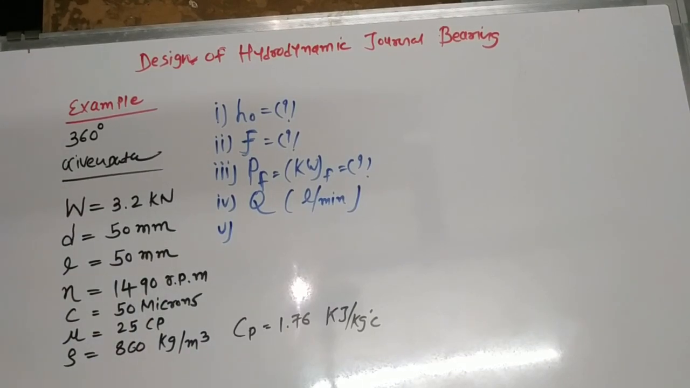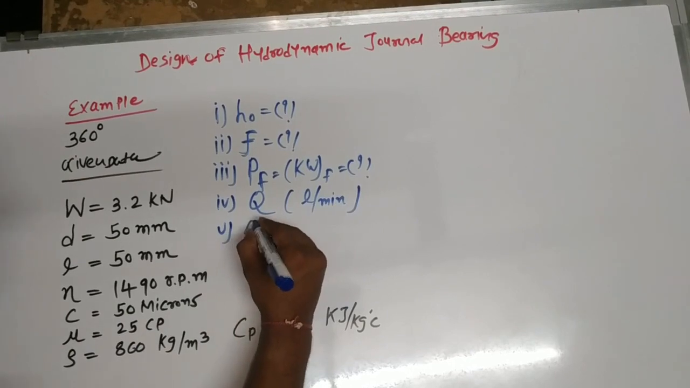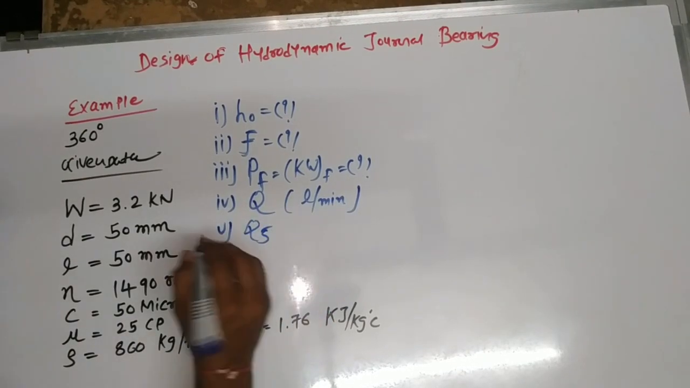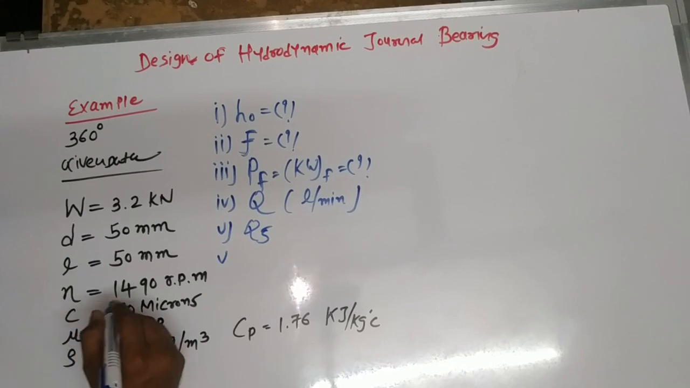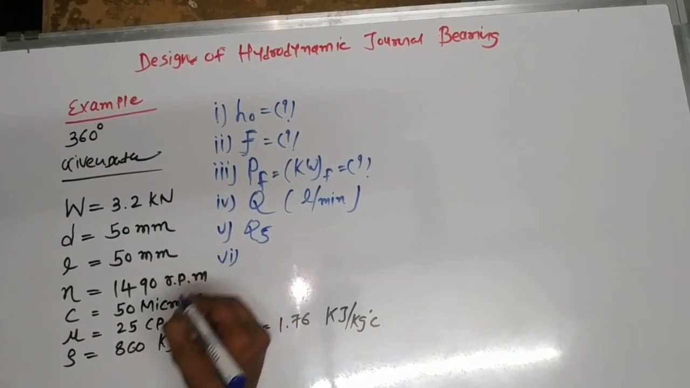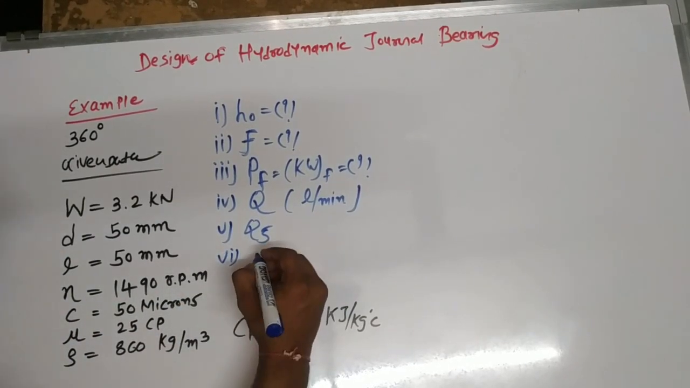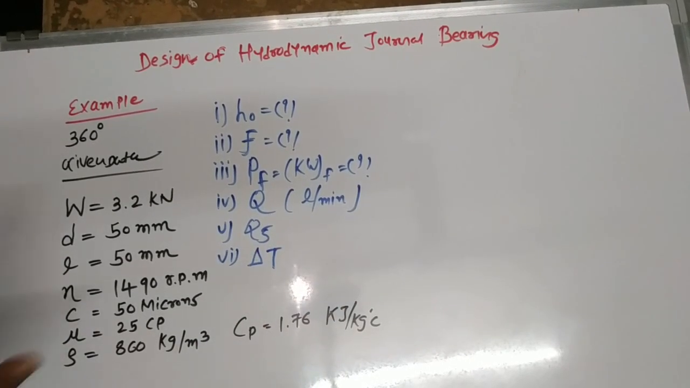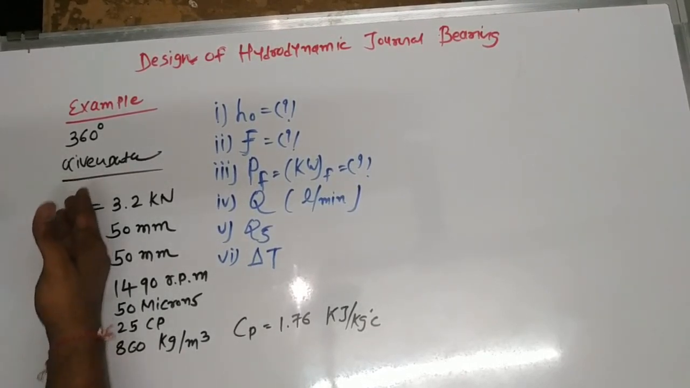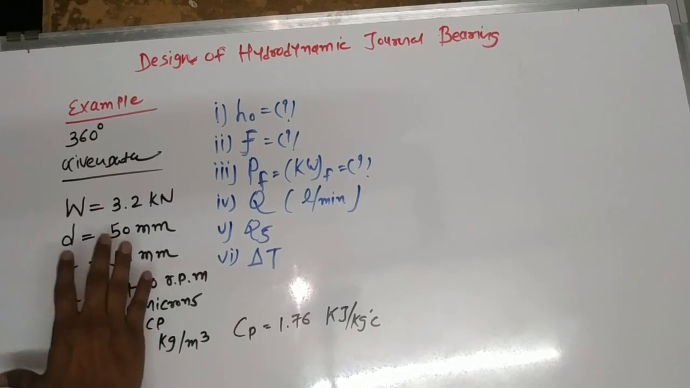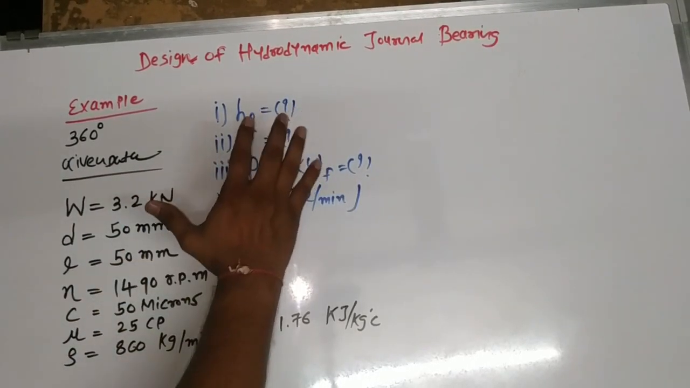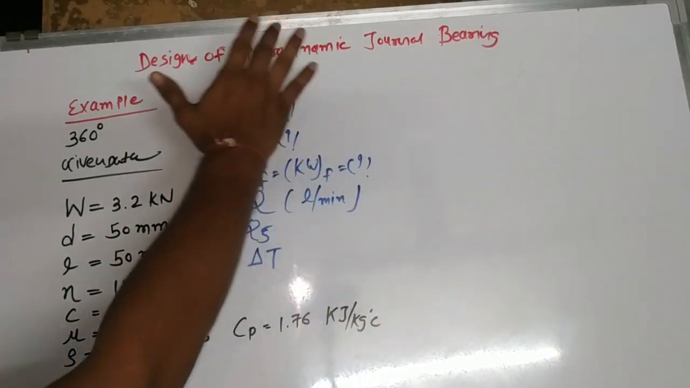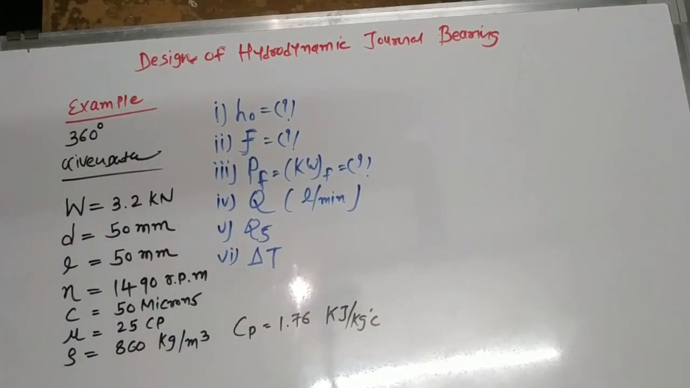After that, we are interested in the side leakage, which you are all aware of, QS. And the last parameter we are interested in is the temperature rise, which is delta T. So in this particular example, we have the given data from the capital W up to Cp, and from this data we are interested in finding out these 6 parameters, starting from the minimum oil film thickness to the temperature rise.